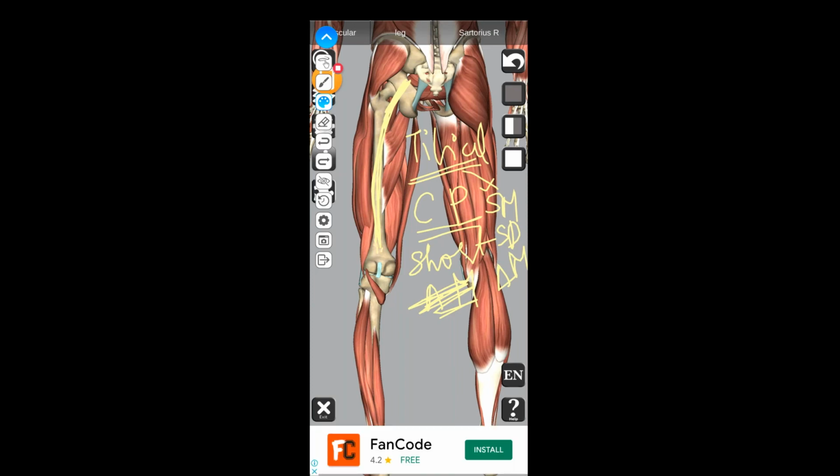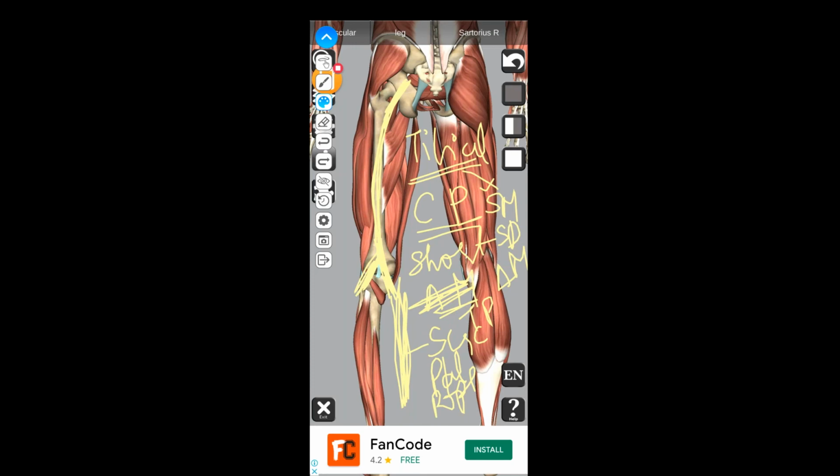When it reaches the popliteal fossa, it will divide into tibial and common peroneal. The tibial will supply the posterior compartment: every muscle, soleus, gastrocnemius, plantaris, popliteus, and below that tibialis posterior, flexor and so on.